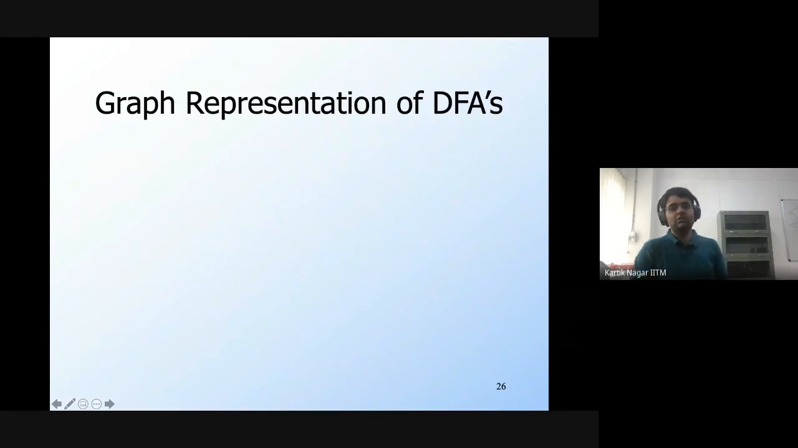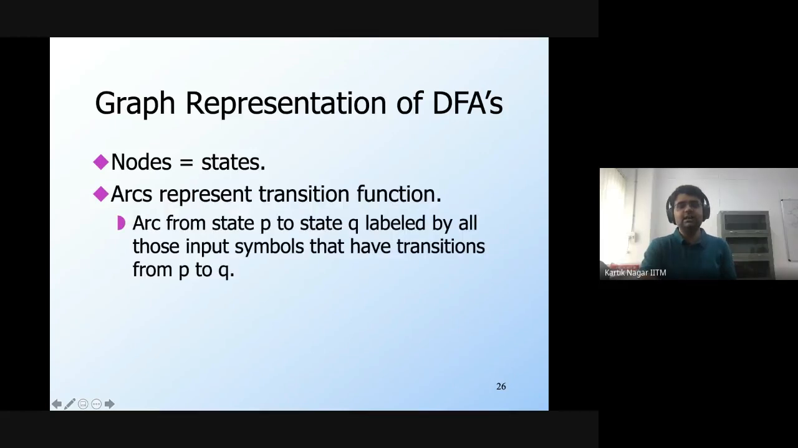So in order to make this more clear, let's look at the graph representation of a DFA. This is a bit simpler to understand than the formal definition. In this graph representation of a DFA, the states of a DFA become nodes of the graph, and the arcs, or the edges, represent the transition function of the DFA.